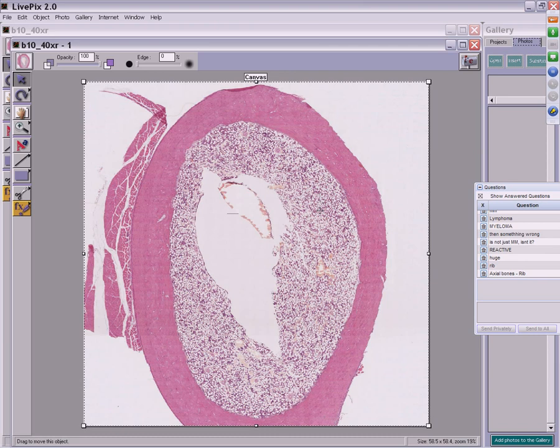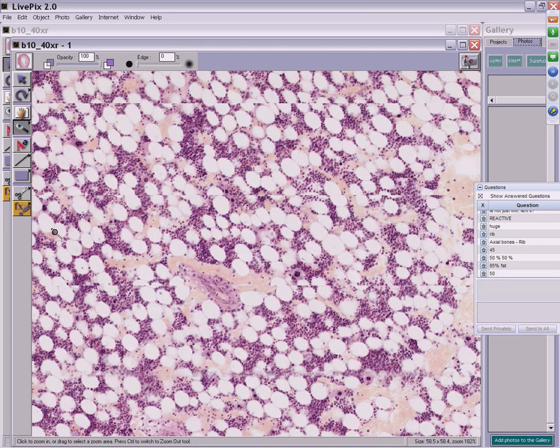And here's the next question. Even before we zoom in and we just look at the thumbnail here, what percentage of the marrow here is fat versus blood cells? Here, let me help you a little bit because I'll zoom in this area. What percent is fat? What percent is hematopoietic cells? Yeah, I'd call it 50 also.